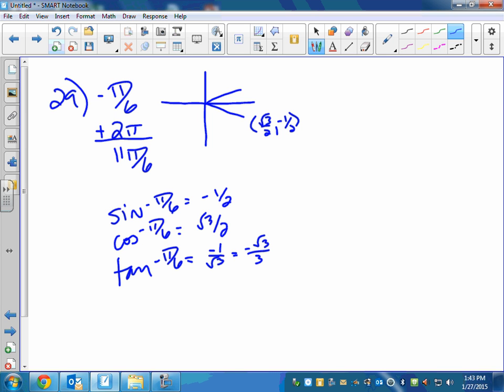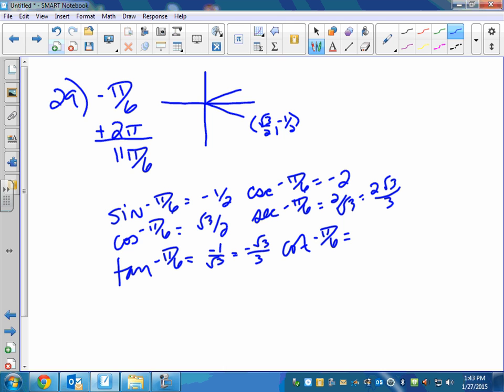You're supposed to find all of them, right? So to find the other ones, we just flip it over. So cosecant of negative pi/6 is negative 2. Secant of negative pi/6 is 2 over the square root of 3, or 2 radical 3 over 3. And cotangent of negative pi/6 is negative radical 3.